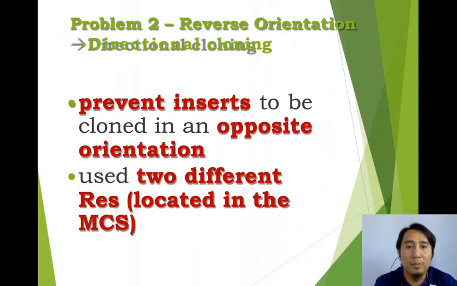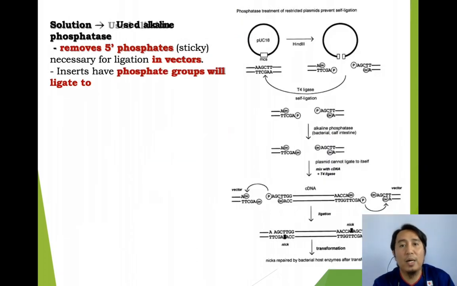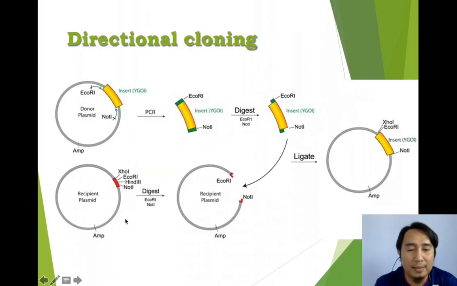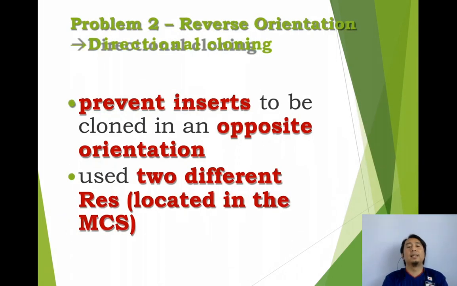Right, then problem two, reversion. Oh, so this is problem one, and problem two, reverse orientation, directional cloning. So it helps to prevent insert to be cloned in opposite orientations. Use two different restriction enzymes located in the MCS. Okay, so maksud dekat sini, kalau boleh, it's advisable to use two different restriction enzymes. So point A cut dengan restriction enzyme A, point B restriction enzyme B, kalau boleh lah. So tak perlu sama. So EcoRI dengan BamHI.